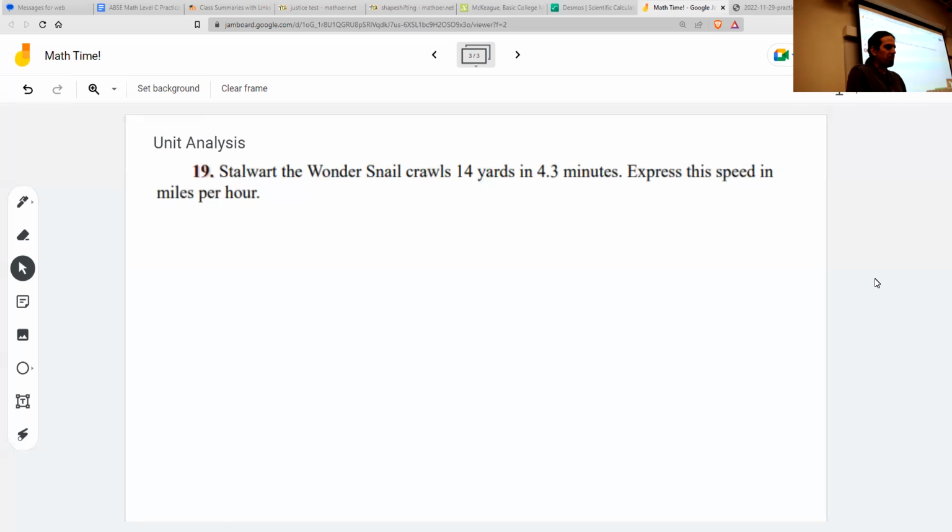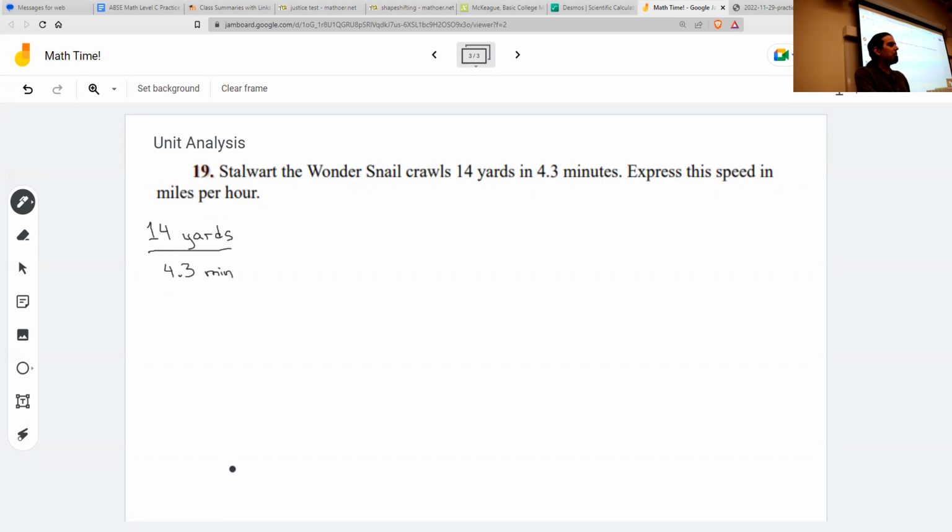Now we're working on number 19, which is a unit analysis, which I'm not sure we've done yet in class. I want to change a certain rate that has yards per minute into a different rate, because I'm not good at thinking about speeds in yards per minute. I always talk about speeds in miles per hour. So we have to start with 14 yards for 4.3 minutes.